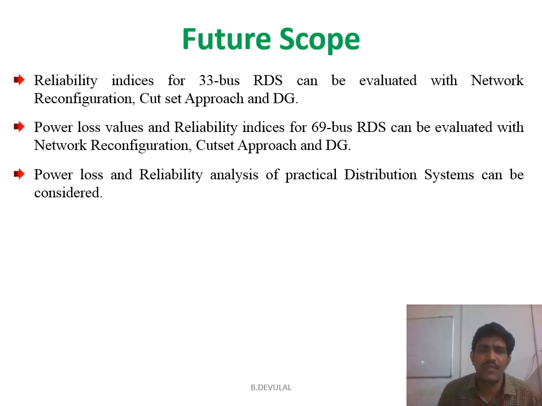So this is the future scope. This future scope will be implemented for the 33 kV bus with a cut set approach and DG, or the 69 bus with a cut set approach and DG, improving the power losses and reliability. And in this case, we have to consider the cost of the DG also.